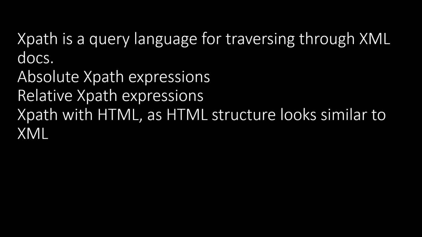In XPath we can have two different types of XPath expressions. The first is the absolute XPath expression and the second is the relative XPath expression. We will see them one by one. Also, XPath with HTML, as HTML structure looks similar to XML. I will show you that too. Because the HTML structure looks the same as the XML format, we can use XPath for HTML files also. I will show you this later in this video.